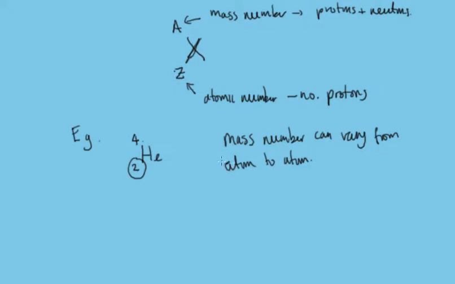And that's because we can have different isotopes of the same element. So the same element, although it has to have the same number of protons, it can have different numbers of neutrons. And that variance in the number of neutrons leads to isotopes.